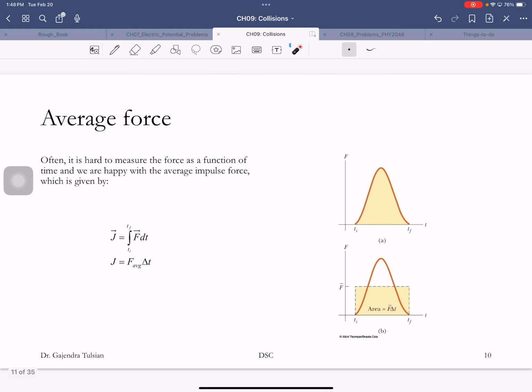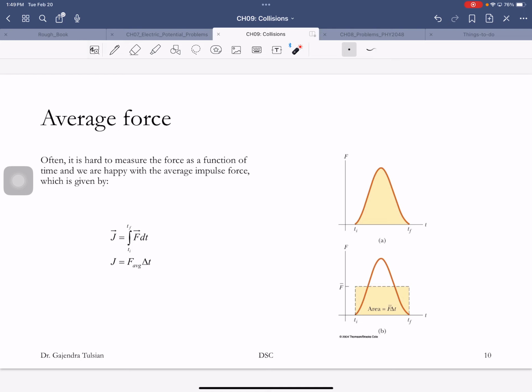Oftentimes you can't measure the details of the force. We will do a lab where we will measure this force, and this is the best experiment you'll do. We'll measure the force that's imparted 500 times a second. So that'll be the most accurate experiment you do. Most situations you're not able to measure the details, so what we're interested in is just the average force.